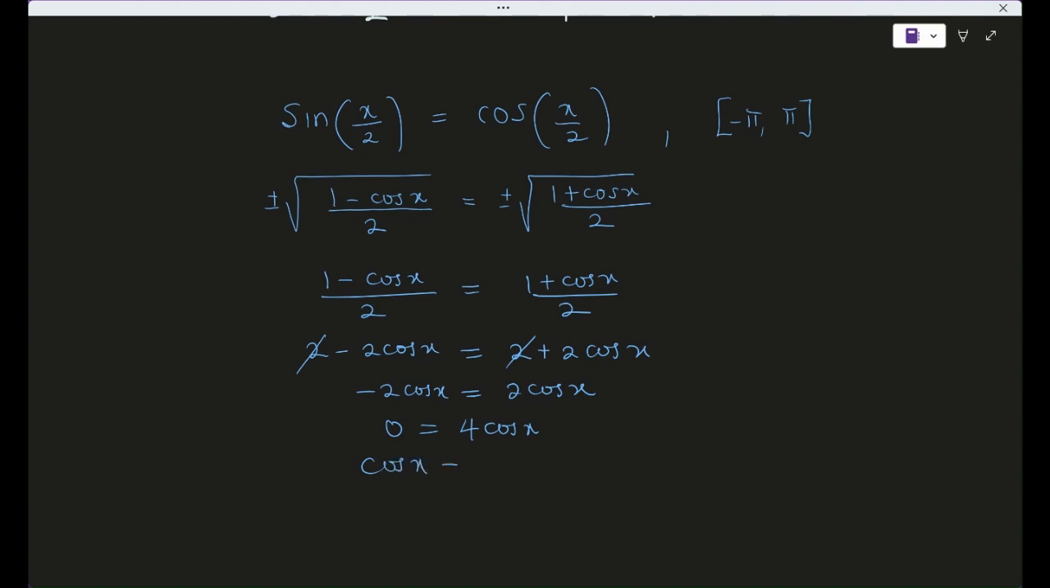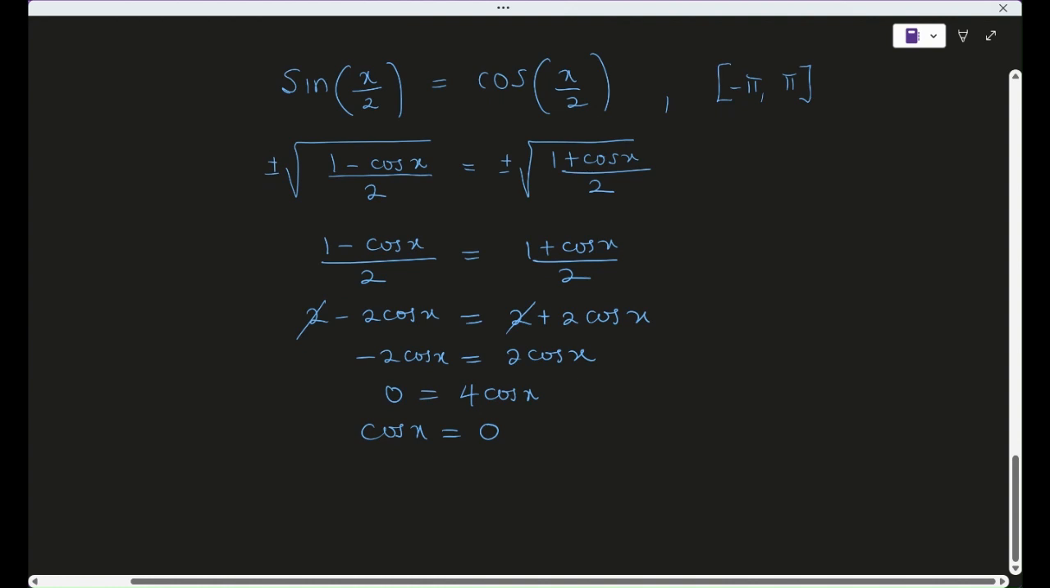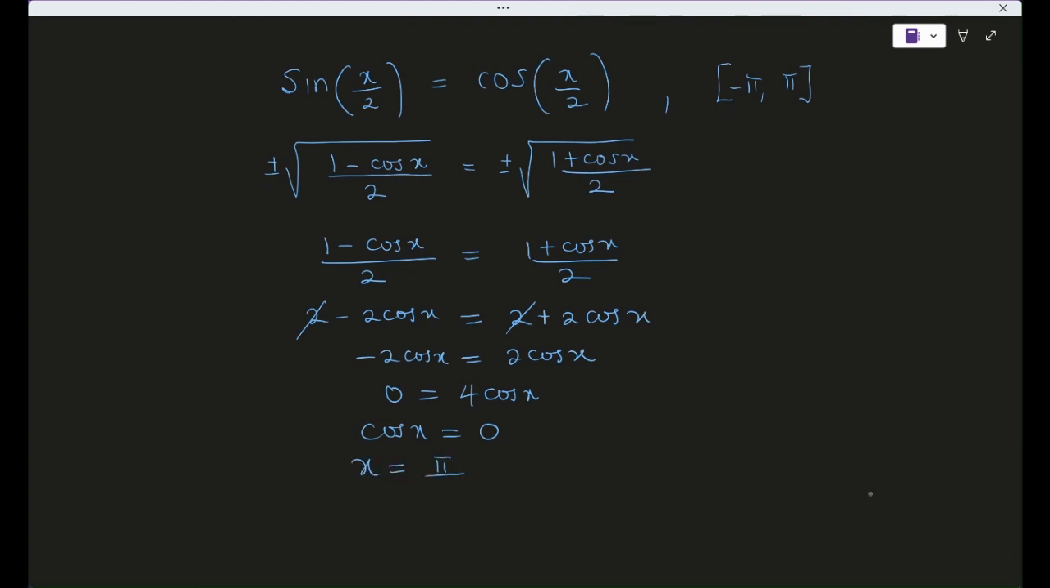Which we can easily write as cosine of x is equal to 0. So that's when we divide both sides by 4. And this means that x is equal to what? Pi over 2 plus what? Plus n pi. Is that okay?